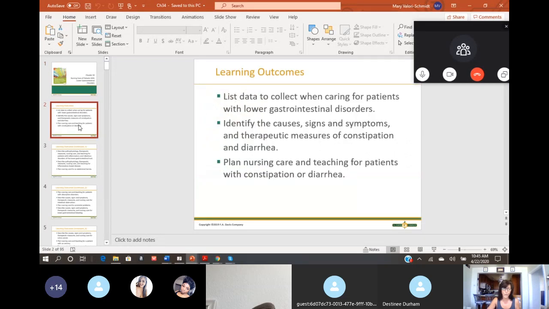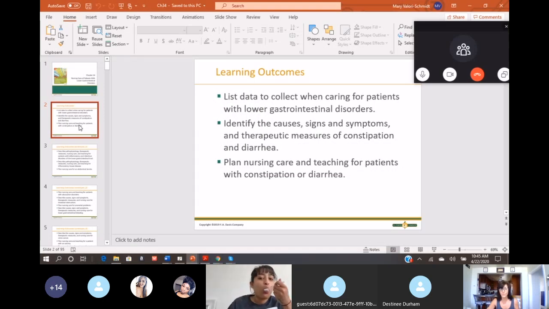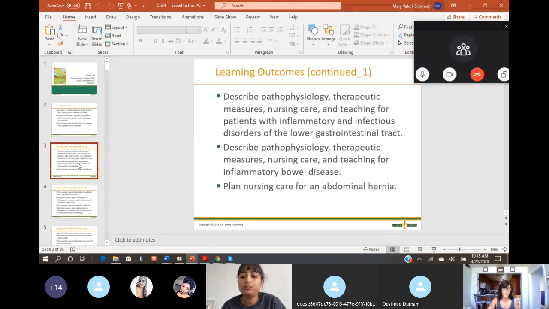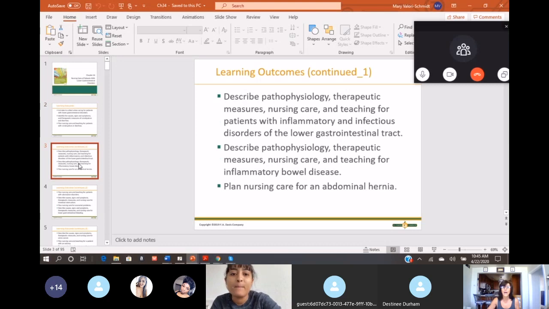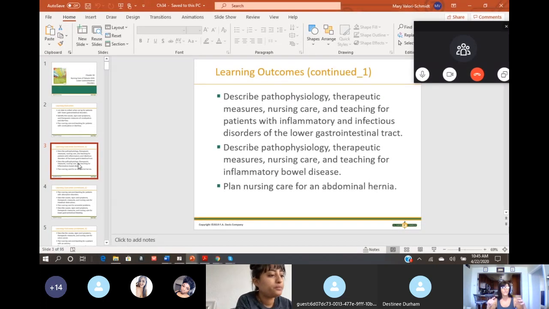Want to make sure that you know how to assess patients with lower GI problems and causes and signs and symptoms, constipation, diarrhea. We're going to talk about inflammatory bowel disease. That's a big one. And inflammatory bowel disease is the umbrella term, which covers ulcerative colitis and Crohn's disease. They're both not fun, but just remember, of the two, Crohn's disease is the worst, okay?